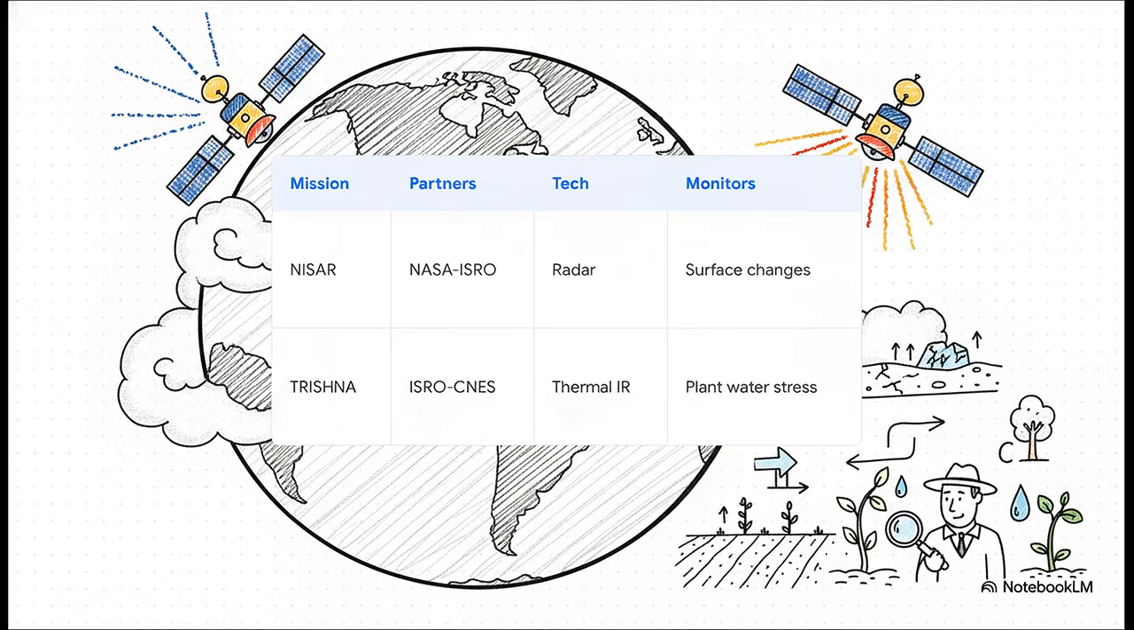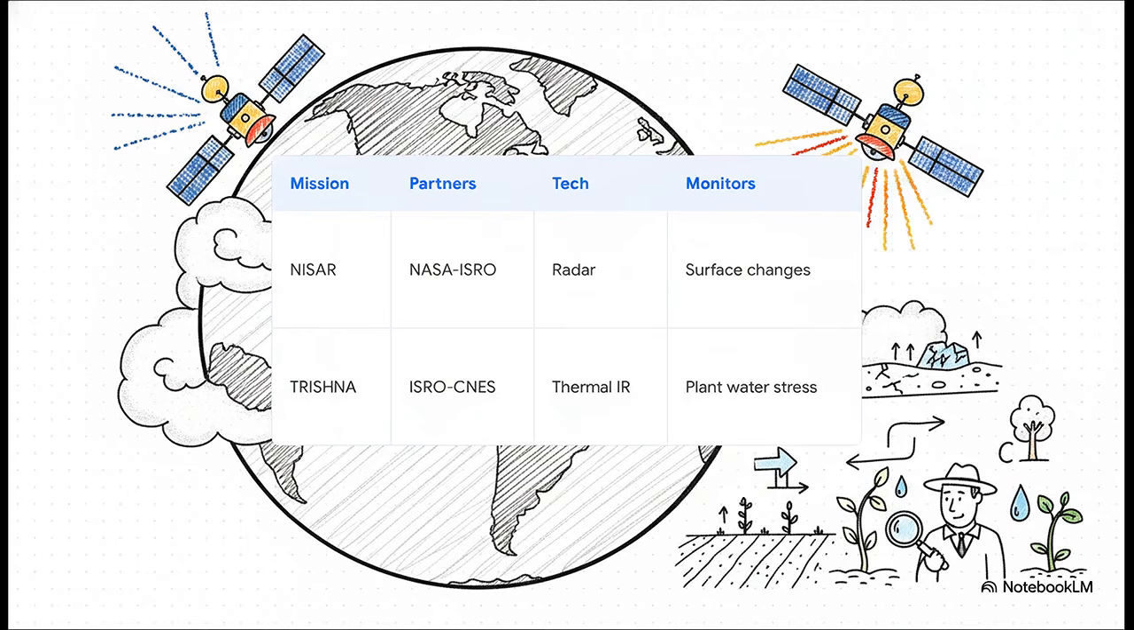in July 2025. It uses a dual-frequency radar that can actually peer right through thick clouds and total darkness to detect movements on the Earth's surface as small as 1 centimeter. I mean, that is wild. It's going to monitor glaciers, earthquakes, and the carbon content of forests globally every 12 days.